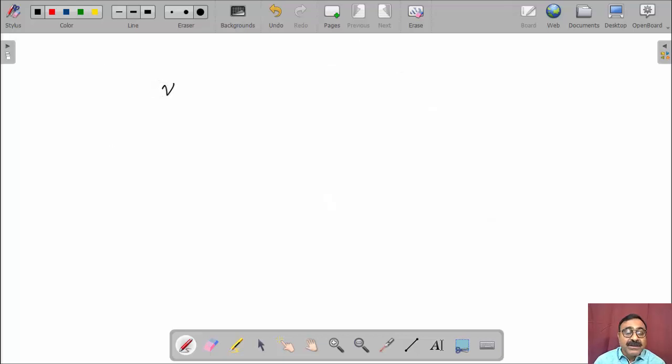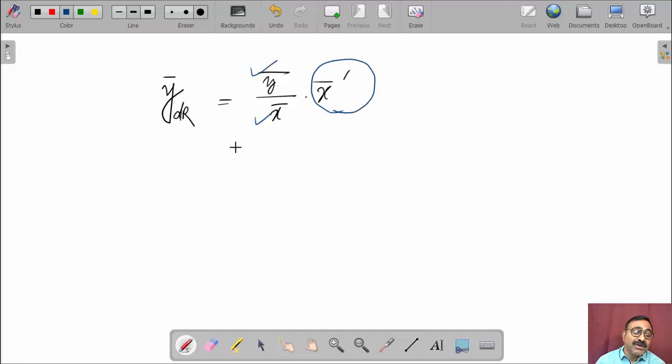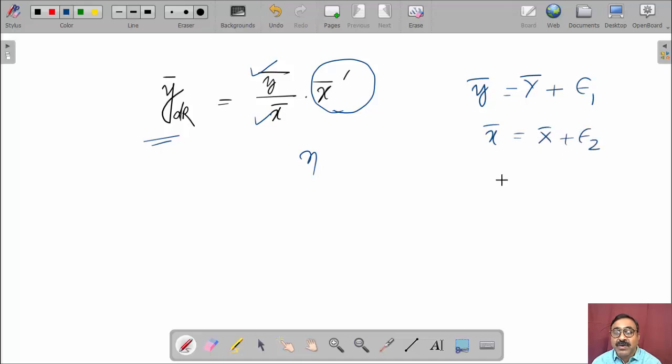Now we define the double sampling ratio estimator ȳ_dr = (ȳ / x̄) × x̄'. Here x̄' is calculated based on the first phase sample, and ȳ and x̄ are calculated from the second phase sample of size n. To find the expected value and the variance of this double sampling ratio estimator, we write ȳ = Ȳ + ε1, x̄ = X̄ + ε2, and x̄' = X̄ + ε3, where the expected value of εi equals 0, for i = 1, 2, 3.